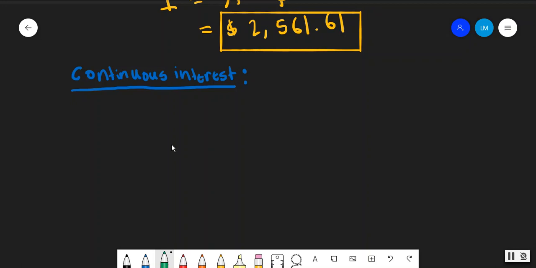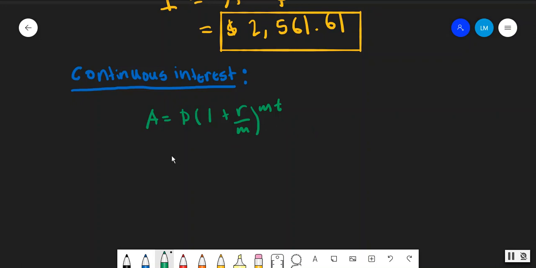Hello. In this video, we conclude with continuous interest. By now, you've already learned that you can have a future value amount equal to a principal times 1 plus r over m raised to the mt. Here r is the interest rate, m is the period, t is the years, and p is the principal. So the question becomes, what happens when m goes to infinity, for instance?